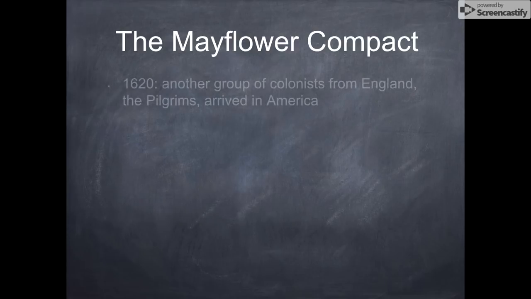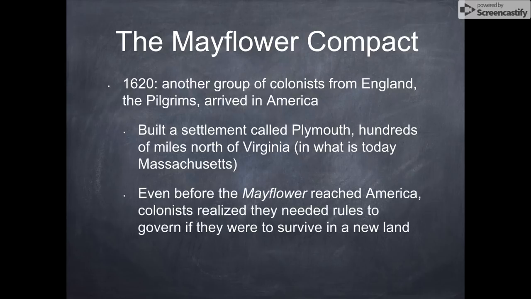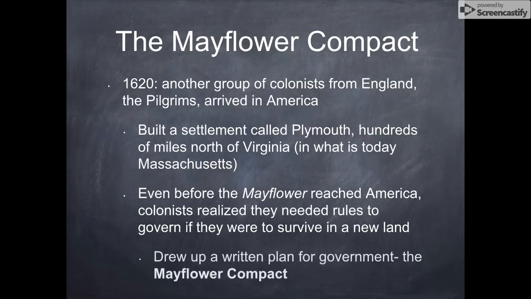Next, we have the Mayflower Compact. So in 1620, another group came over from England, and they built a settlement called Plymouth, in what is today Massachusetts. Even before the Mayflower, so that's of course the ship that they came over on, reached America, the colonists, the people on the boat, realized that they needed rules to govern. They wanted to survive in a new land. So they realized that, hey, if we want to be successful, we need to go ahead and set up some kind of structure, so that it's not pure chaos when we get there.